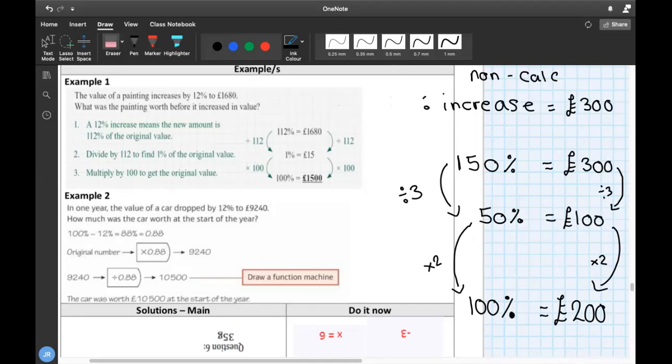I'm now going to show you a method that we could use with a calculator, and that's the method that they've got here in example 1.